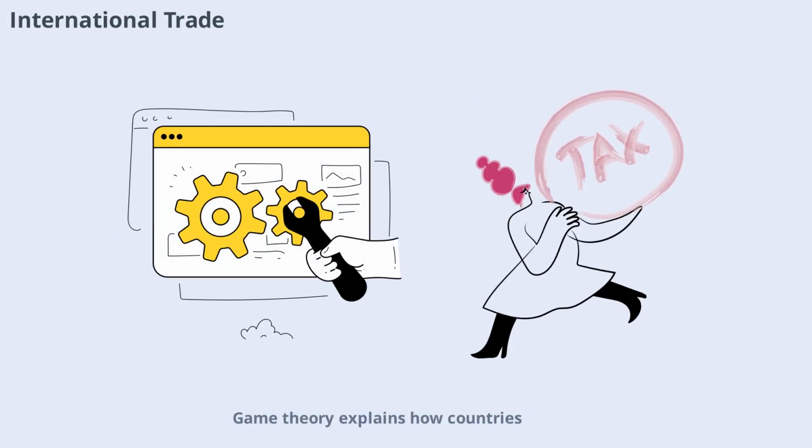Game theory explains how countries negotiate trade agreements and resolve disputes. Optimization helps nations allocate resources to maximize economic gains from trade. By combining these approaches, policymakers can design agreements that promote cooperation and mutual benefit in the global economy.